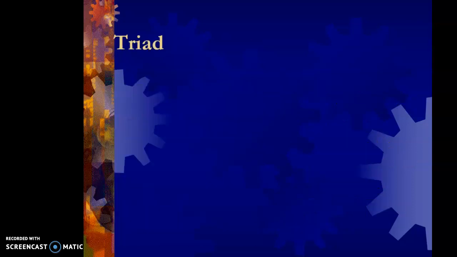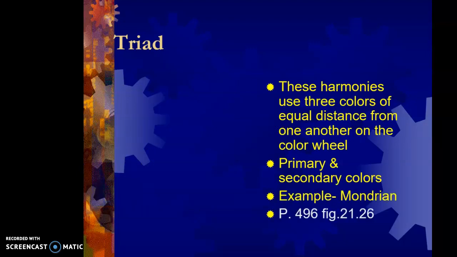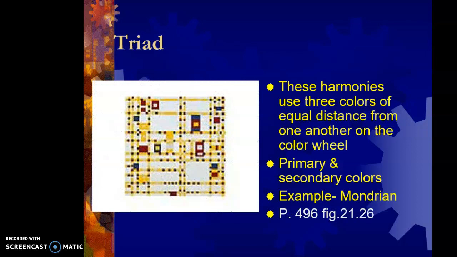colors. Now, a triad, these are color harmonies that are three of equal distance from one another on the color wheel. So for example, your primary colors or your secondary colors. This example of the Mondrian piece is a really good example because you see he's using yellow, red, and blue. Page 496, figure 2126, you'll see another Mondrian piece in your text.